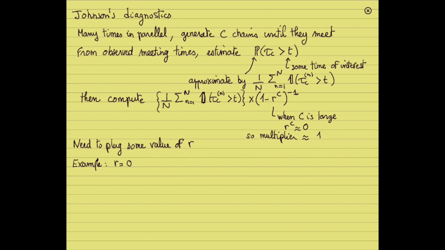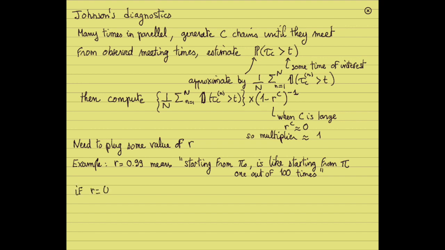And that's a matter of how much you trust your initial distribution pi 0 to be close to pi. So if you trust that, for example, 1 out of 100 chains started from pi 0 would be equivalent to being started from pi, then you would put r to be 0.99. Again, that would mean starting from pi 0 is like starting from pi 1 time out of 100. And that's usually quite a subjective assessment, of course, because actually computing this probability would be typically time-consuming. So this is something that the user plugs based on their general impression.